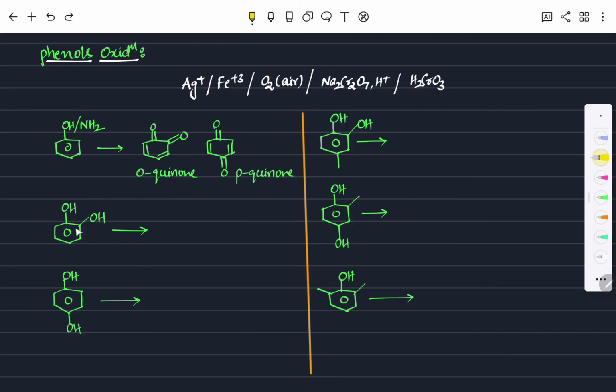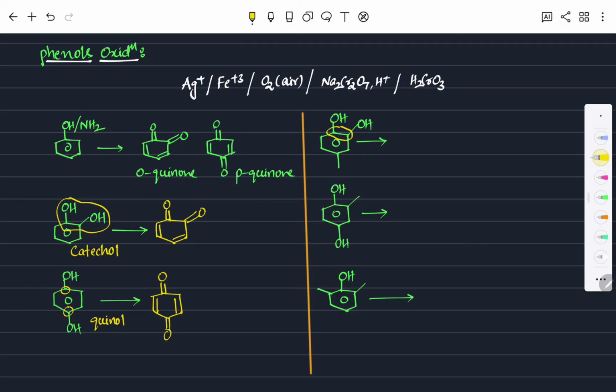Second example, benzene 1,2 diol. It is also known as catechol. So here, OH groups at the 1,2 positions. We can also consider NH2 NH2 also. The answer is simply only orthoquinone. Benzene with OH groups at the 1,4 positions is called quinol. So here we get only paraquinone.